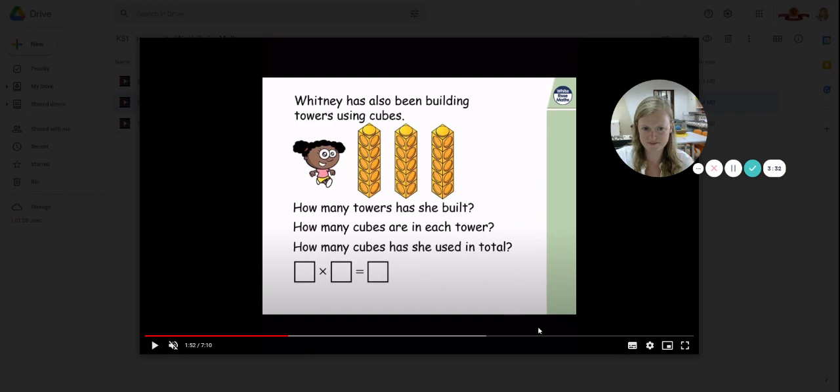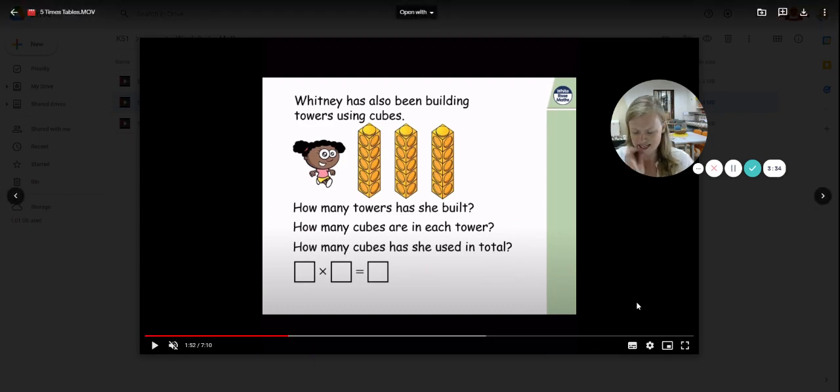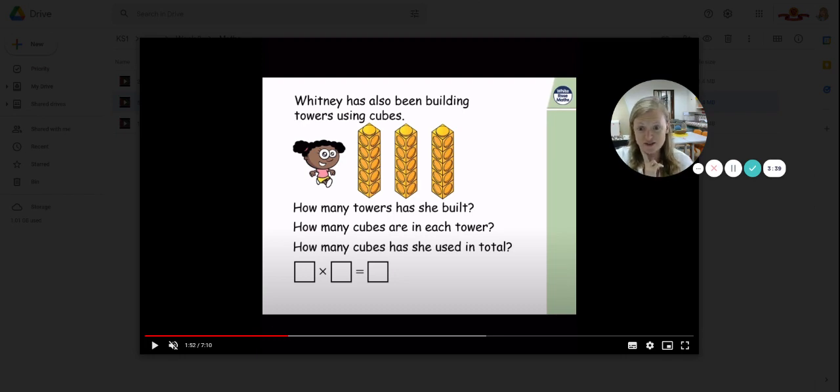Excellent. Let's move on to Whitney. She's been building towers too. Let's have a good look at this. Okay, so the first question is, how many towers has she built? Let's count together. 1, 2, 3. Great. How many cubes are in each tower? Let's count together. 1, 2, 3, 4, 5. So we can count in fives to figure out how many cubes she has used in total. 5, 10, 15. Brilliant. We know that in total she has 15 cubes.